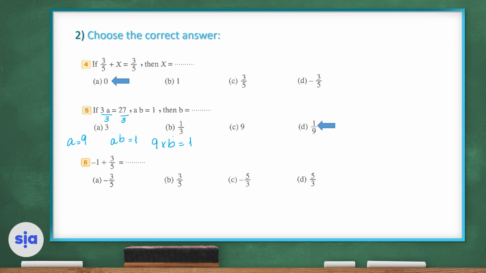Question 6. Negative 1 divided by 3 over 5. We know that it's negative 1. We multiply and we flip. So it is negative 5 over 3. So the right answer for question 6 is choice C.